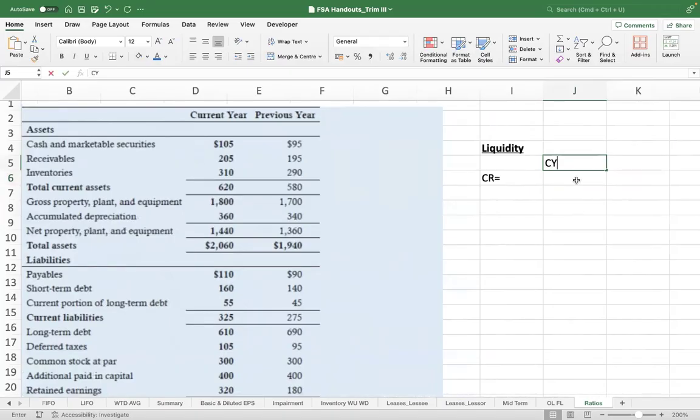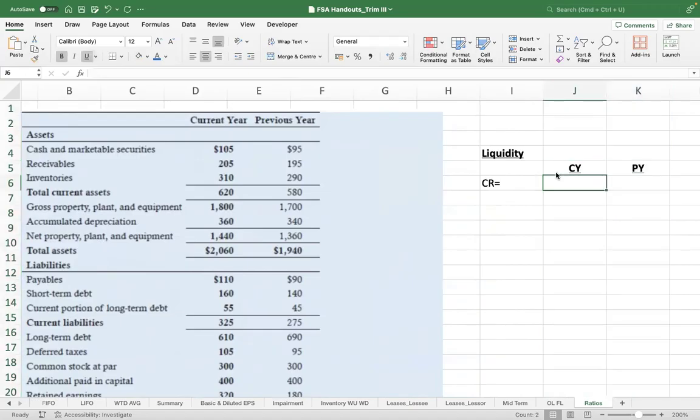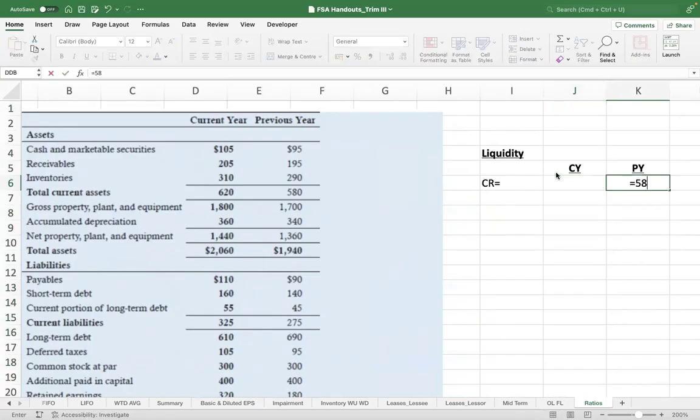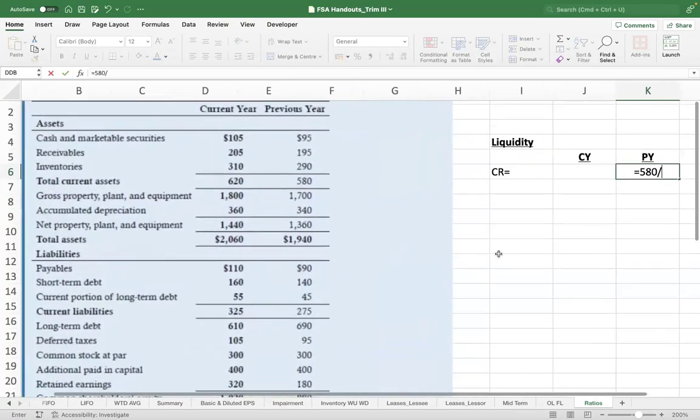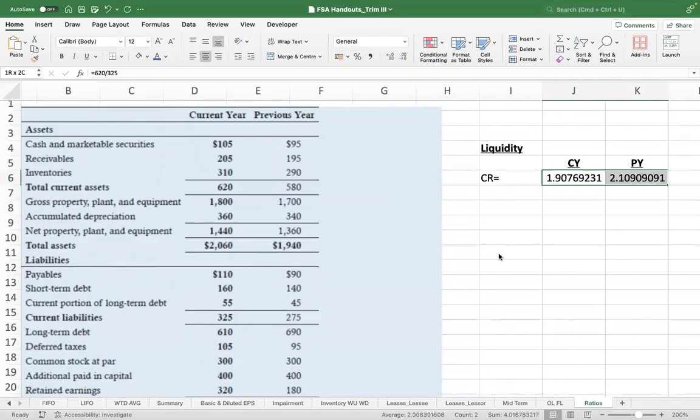let's do it only for the current year. In fact, do it for the previous year also. Now, if you look at the current year and the previous year estimates, the current ratio in the previous year was 580 divided by 275. And in the current year, it is 620 divided by 325, which means there is a decline in the current ratio.